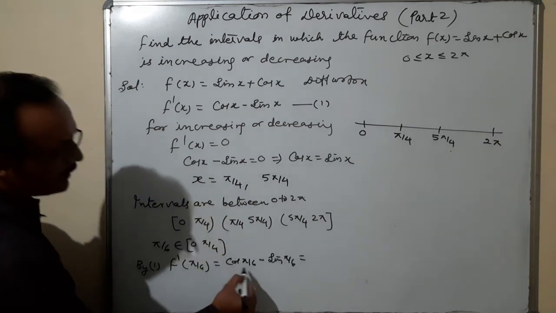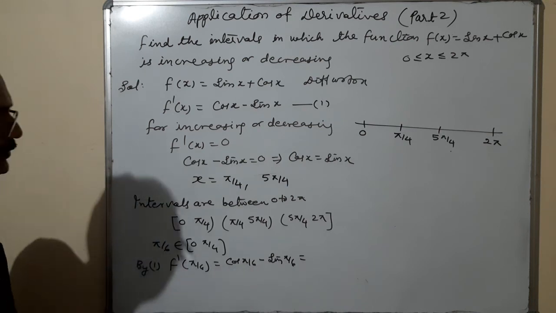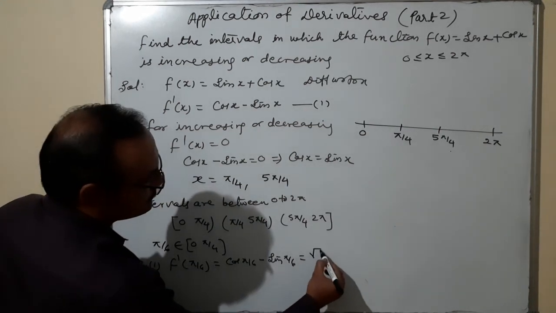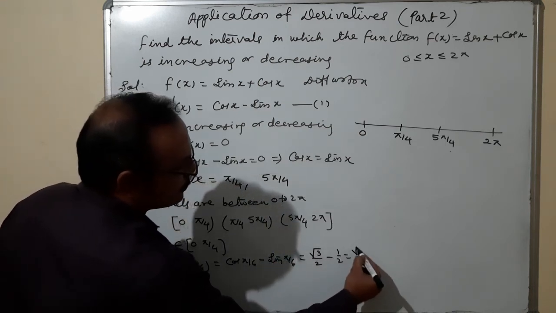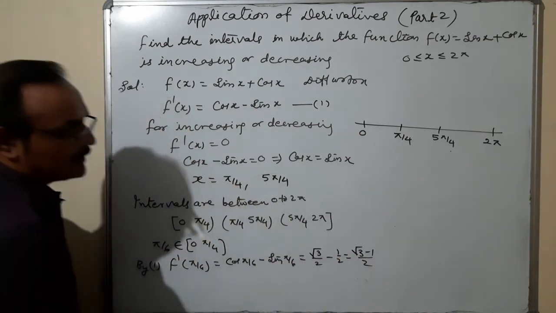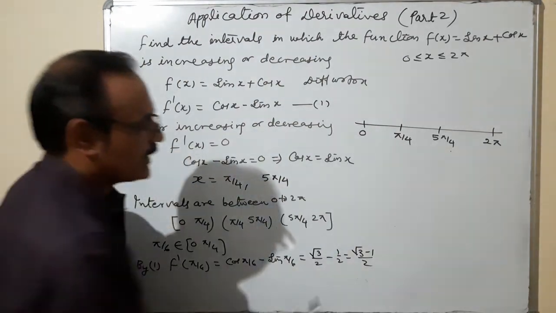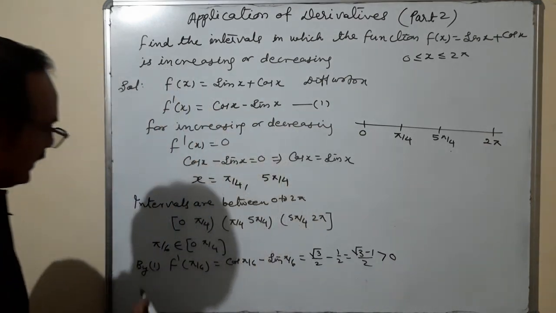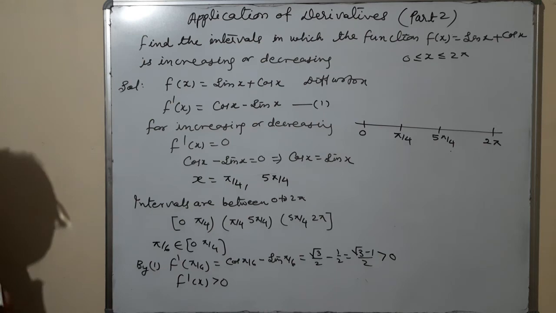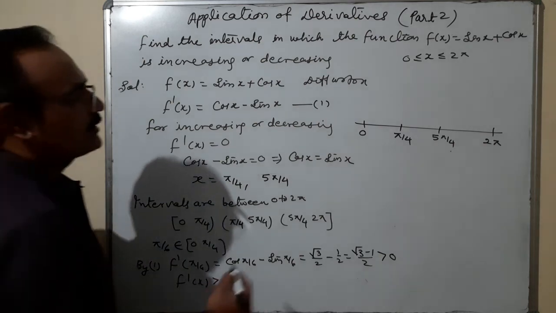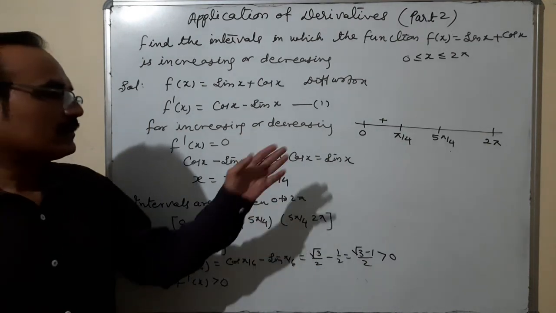What is the value? Cos pi by 6, that means the value of cos 30, and cos 30 is root 3 by 2, minus sin 30, 1 by 2. It is coming root 3 minus 1 by 2. Is it positive or negative? The value of root 3 is 1.73, which is more than 1. So that means it is greater than 0. And what does it mean? F dash x is greater than 0. So in this interval 0 to pi by 4, the function is increasing. Okay, function is increasing.